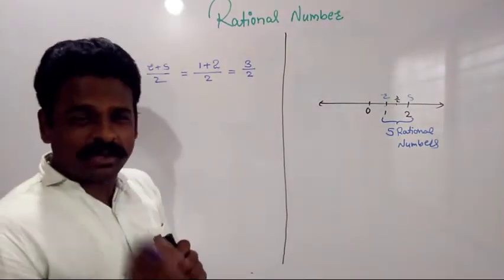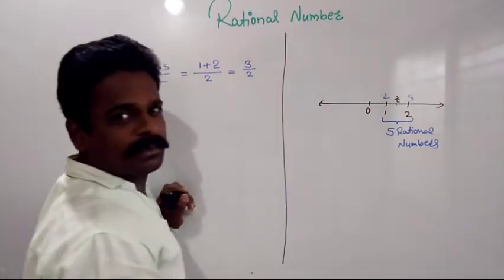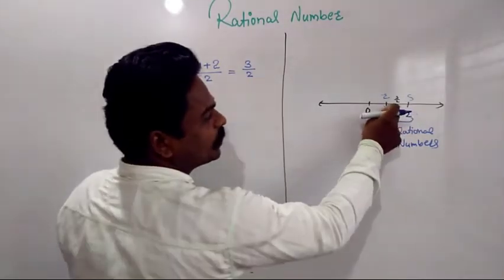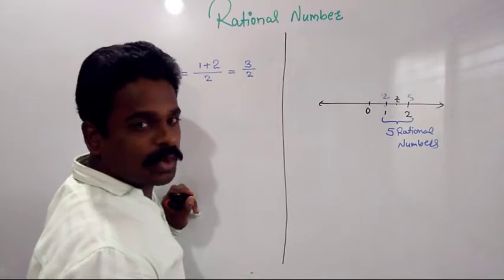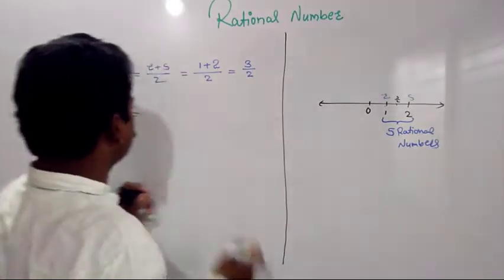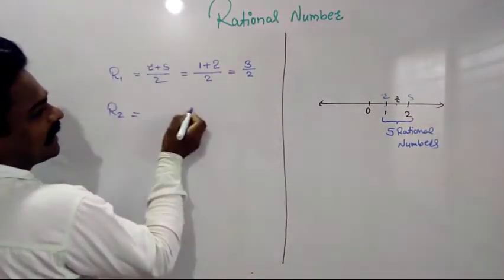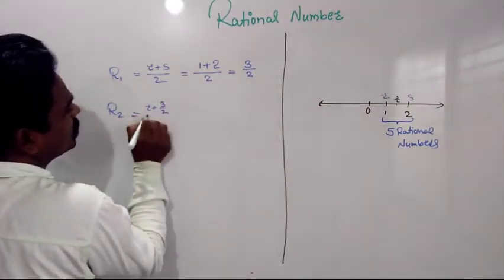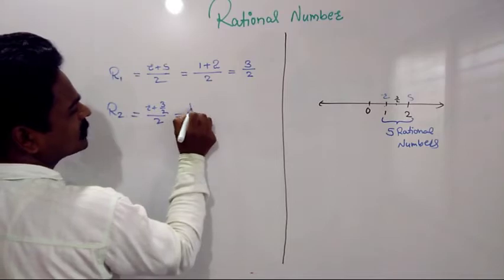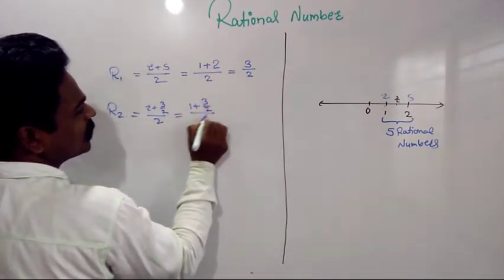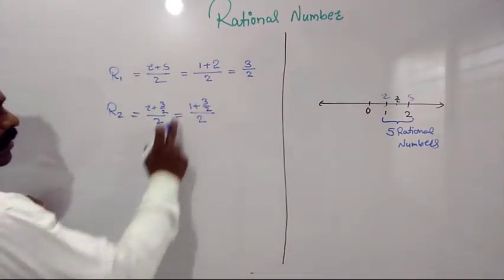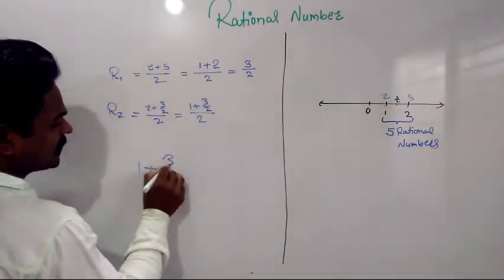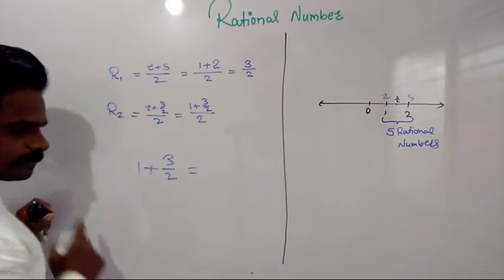Suppose we take the value of R as 1. Now in this case we take the value of S, instead of 2, as 3 by 2. So the formula becomes R plus 3 by 2 upon 2, which is 1 plus 3 by 2 upon 2. Now how do we add these two terms, 1 plus 3 by 2?